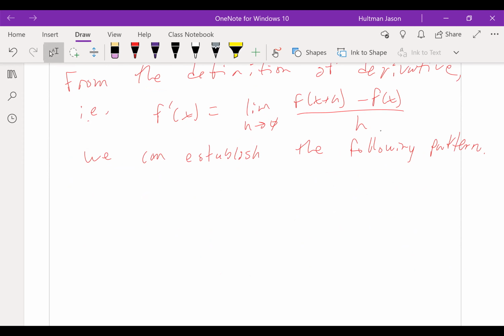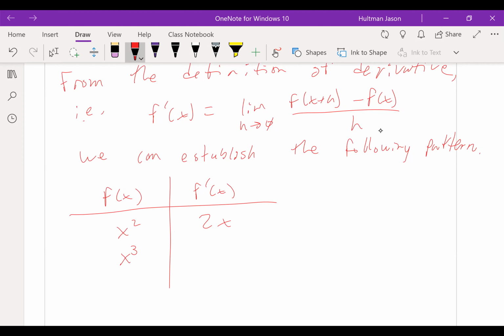Okay, so does anyone remember what the derivative of x squared was? What's the derivative of x squared? Any ideas? Two x. Thank you, Darlene. It's 2x. Okay, what about x cubed? We did both of these using the definition of derivative, x cubed. Close. Yeah, 3x squared. Exactly. Okay.